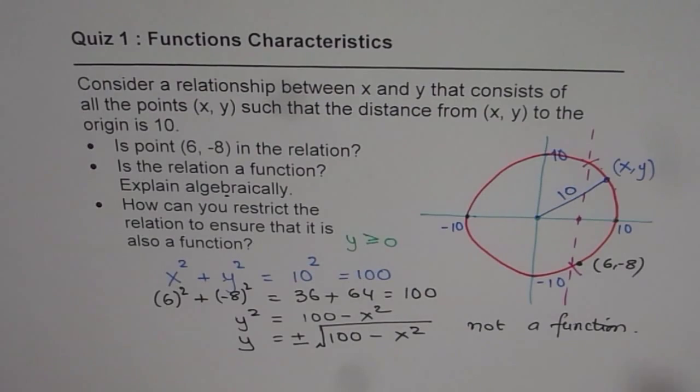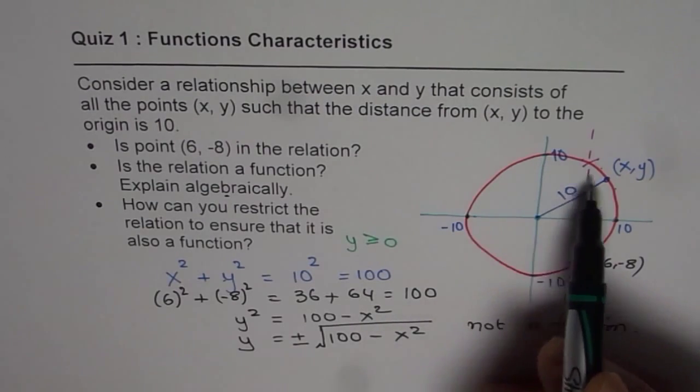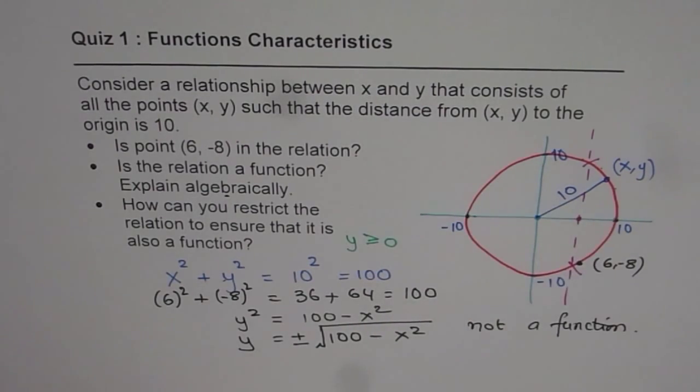Well, you could also consider y values to be less than or equal to 0. In that case, it will be the negative half, minus the square root of 100 minus x squared, which we are going to consider. So in either case, we'll have a relation which will be a function, since a semicircle will pass the vertical line test. I hope that makes things absolutely clear.